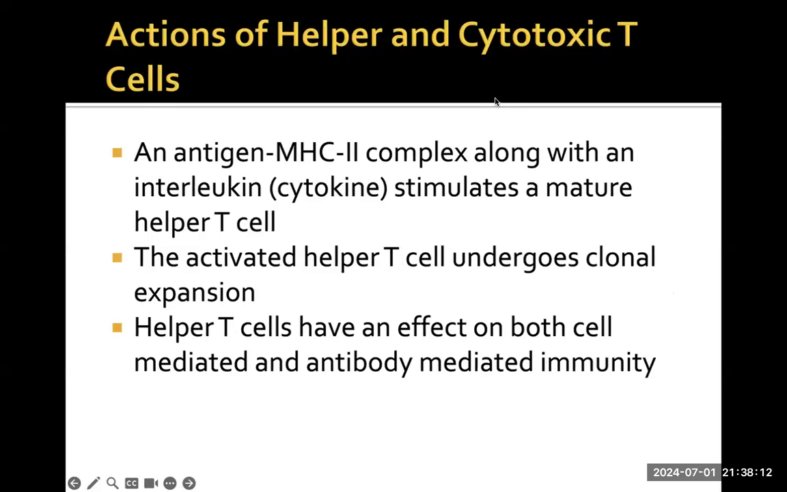Okay, and then what do the helper T and the cytotoxic T cells do? Well, an antigen MHC2 complex, along with what we call interleukins, are going to stimulate mature helper T cells. They're going to activate them and undergo clonal expansion. And then those helper T cells are going to have an effect on both the cell-mediated and antibody-mediated immunities.